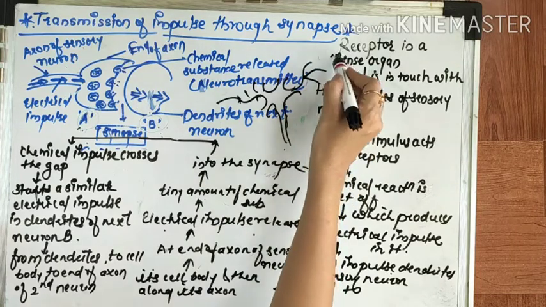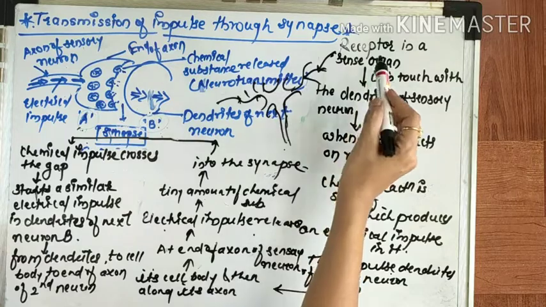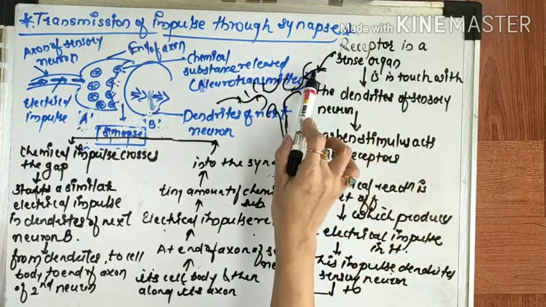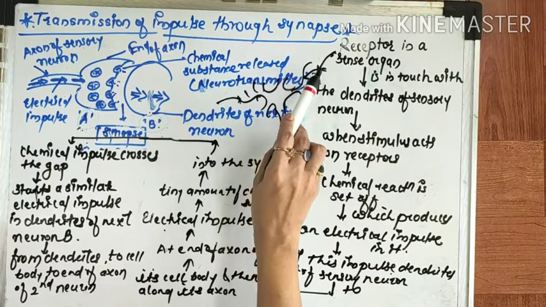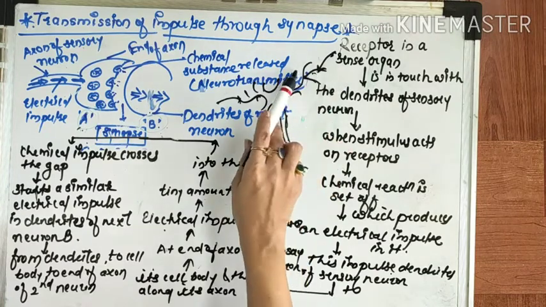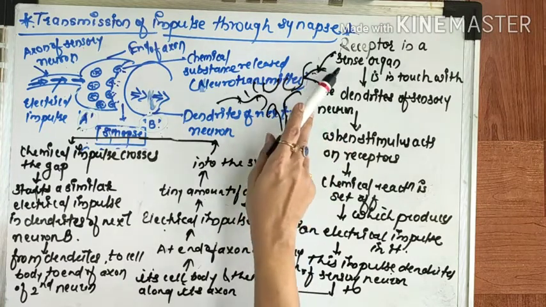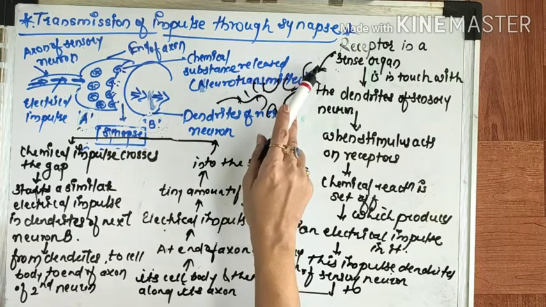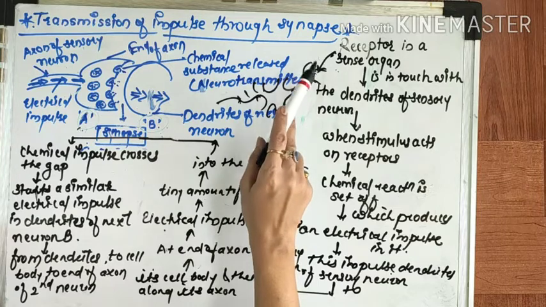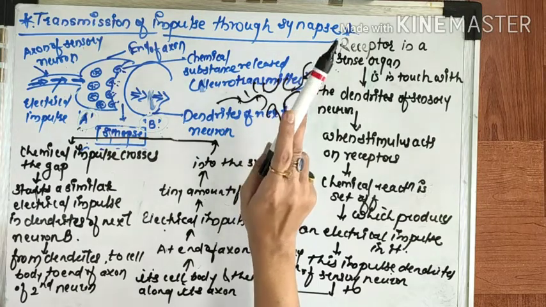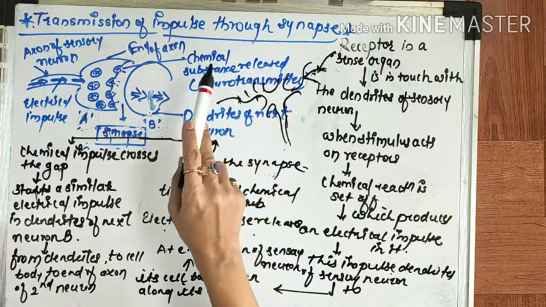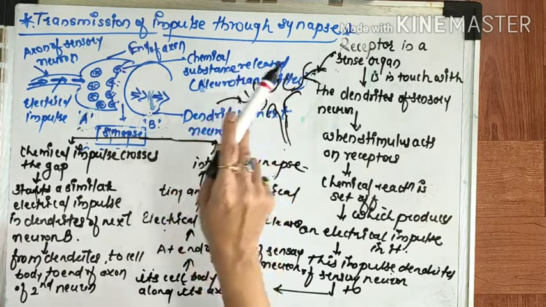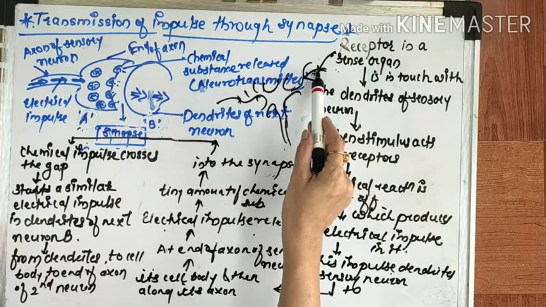Okay, the receptors and sense organs are in touch with the dendrites of the sensory neurons. So when the stimulus acts on the receptors, chemical changes start here, which produce an electric impulse. This electrical impulse of the dendrites of the sensory neurons starts here.